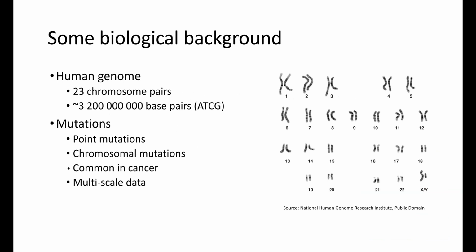So the human genome comprises 23 chromosome pairs, and these contain over 3 billion base pairs of information. But particularly in cancer, the genome gains mutations like point mutations that change these base pairs, or chromosomal mutations that alter the structure of the chromosomes. But these are quite different when it comes to their scale. So this is multi-scale data that has to be visualized at multiple zoom levels.